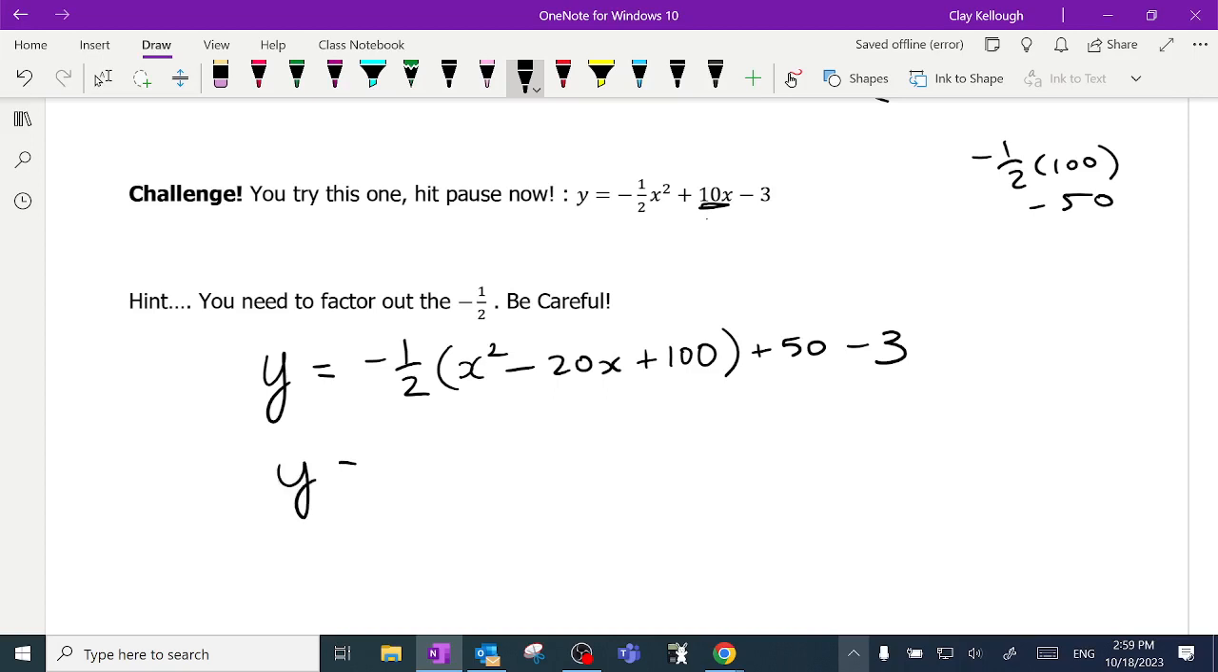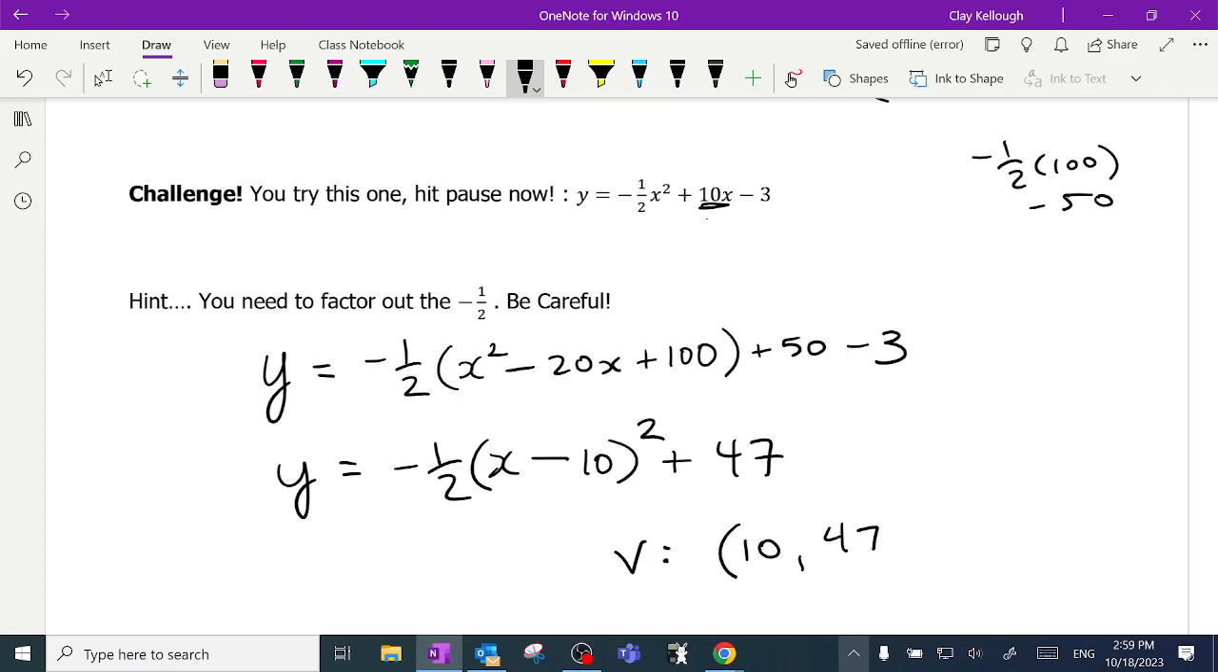Now we can factor it. It's negative a half. And again, this part, all you have to do is look at this number is x. This sign has to be the same in here. And whatever the square root of that is your factor. And then there we go. We have a vertex of 10, 47. And that's my parabola. Okay.